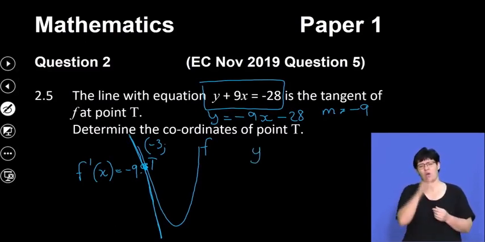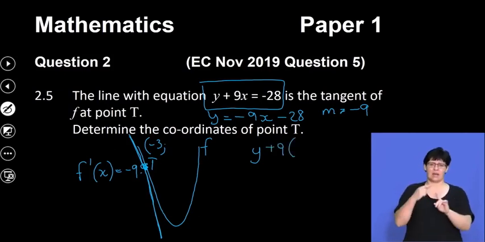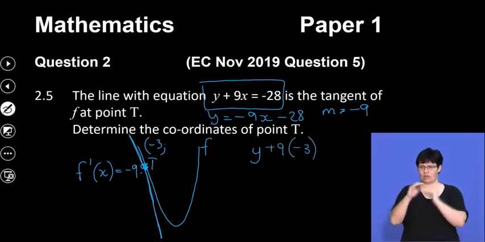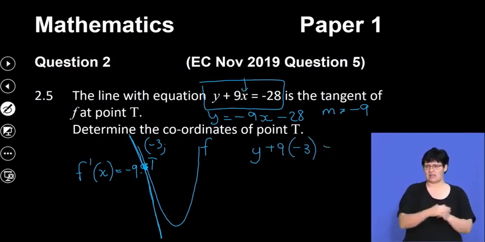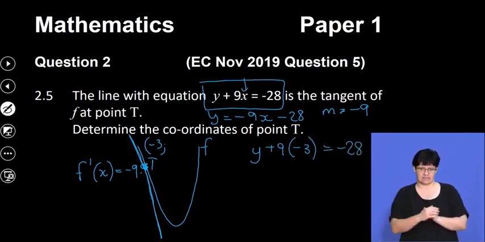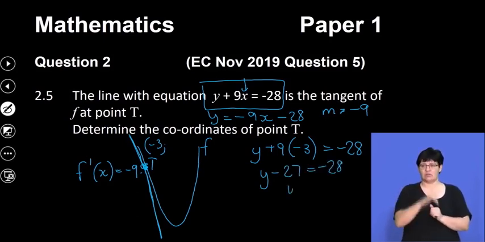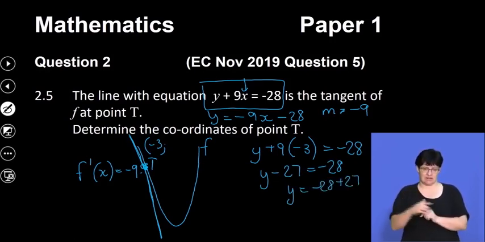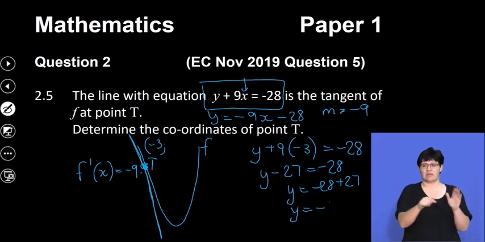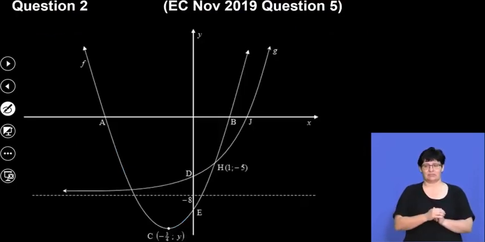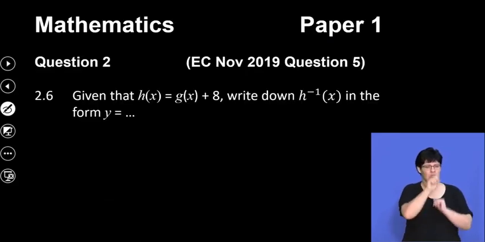So I've got y plus 9 times negative 3. So I've subbed my negative 3 into that x over there, is equal to negative 28. So this is y minus 27 is equal to minus 28. So y is equal to minus 28 plus 27. And that gives me negative 1. And that's the y coordinate of that point. Okay, let's see if we can do one last question.